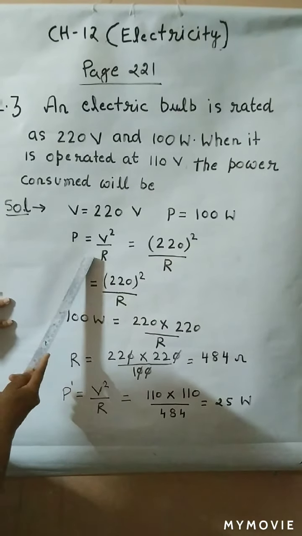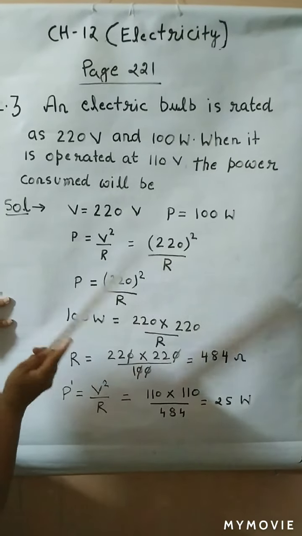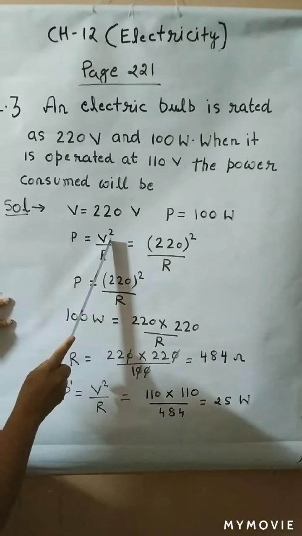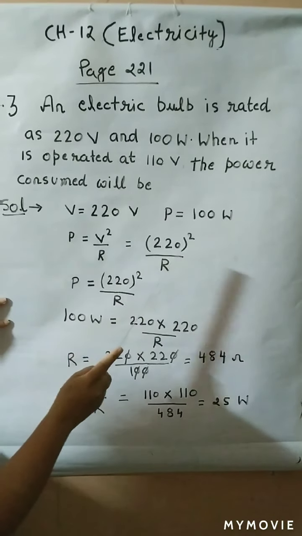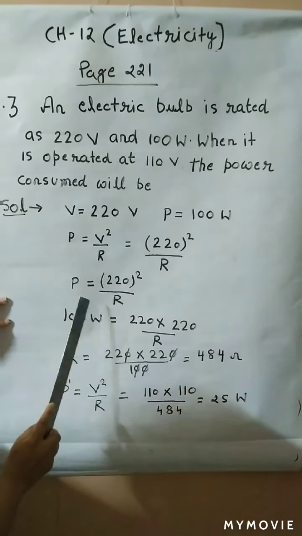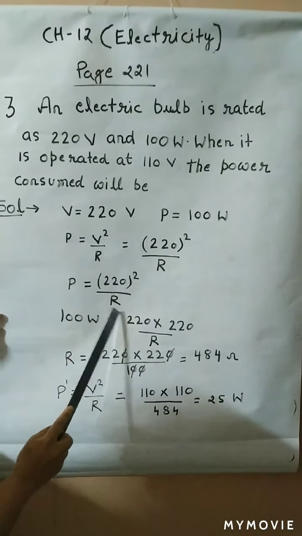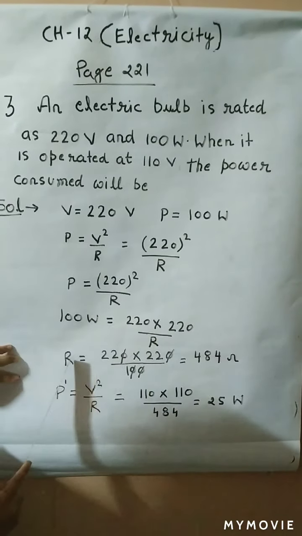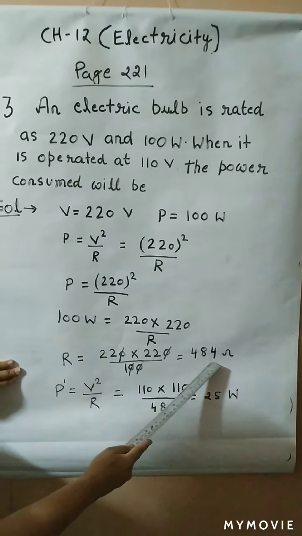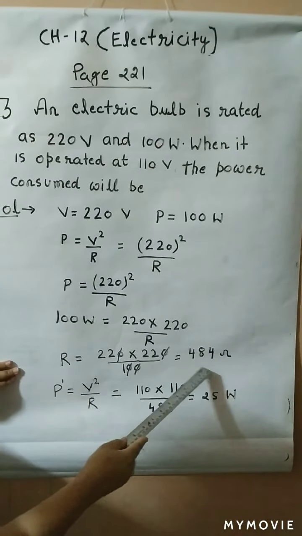You have already done the 3 formulas of power. Power is equal to V into I, or I square R, or V square by R. But here we will use 220 square by R. So we will get power as 220 square by R. Power is given. When you solve it, you will get the R value as 484 ohm. This is the resistance of the bulb.